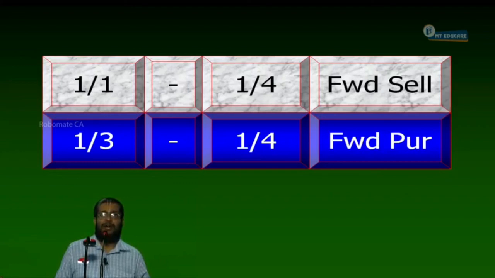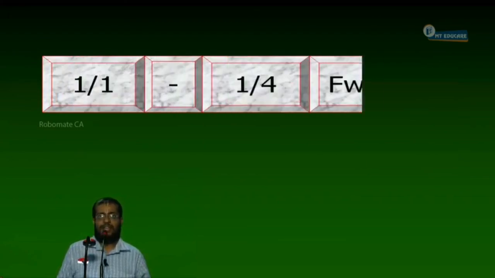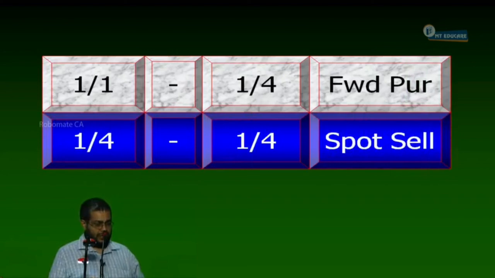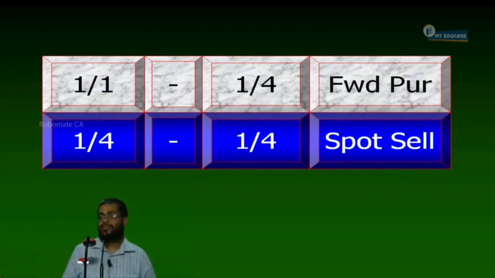Situation 11. Can you all tell me what situation 11 is? Forward purchase cancelled on due date. Can I start above now?